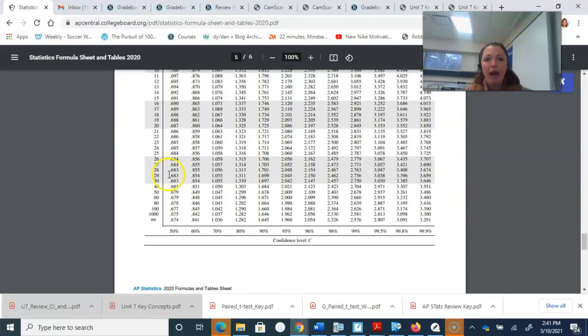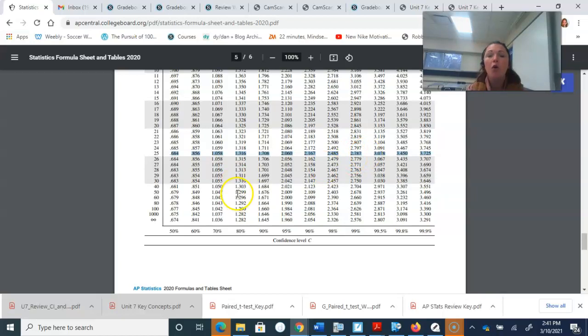If I go to my formula sheet, I want to look at, hey, what is my confidence level? Okay, what is my confidence level? If my degrees of freedom are 25, my T star is one of these values. If it's a 95% confidence level, my T star is 2.060. If it's a 99% confidence level, my T star is 2.787.